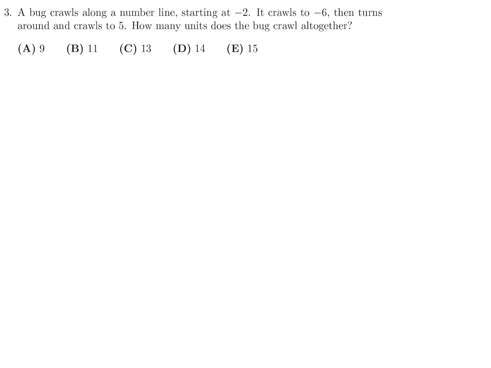A bug crawls along a number line starting at -2. It crawls to -6, then turns around and crawls to 5. How many units does the bug crawl altogether? So here's a number line, and we can label it. We'll put 0 here, and then -2 is approximately here, and -6 approximately there. And then 5, +5, about here.